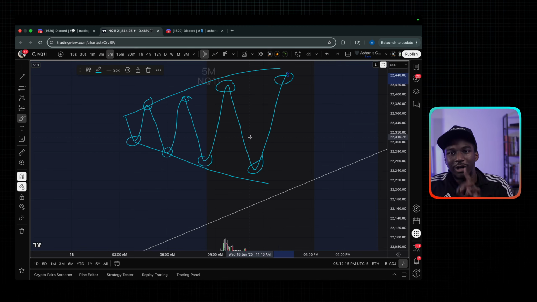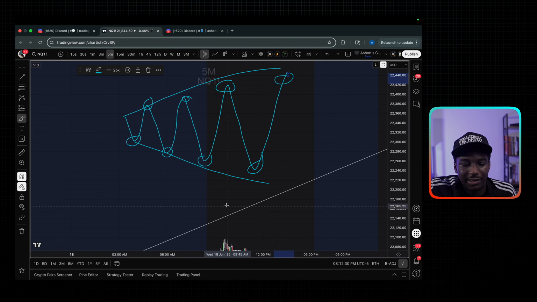Why? Because the only way that buyers make money is by buying at a lower price and selling at a higher price. The only way sellers make money is by selling at a higher price and buying it back at a lower price. That is the only way you make money. And until people stop wanting to make money, they're going to keep doing this in the market. That's why you're going to constantly see broadening formations all the time in the market.